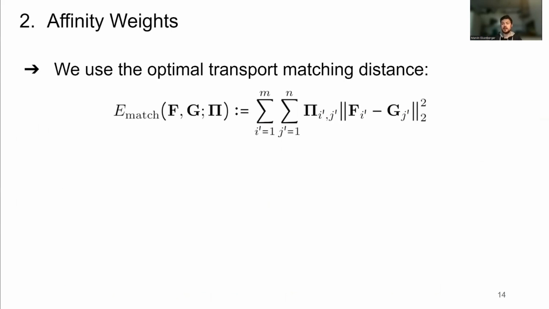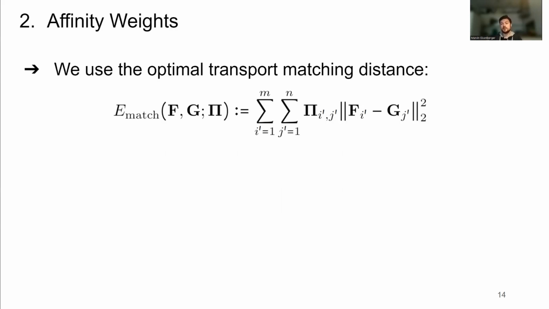Now, the second part is how to define our affinity edge weight heuristic. We do this using the optimal transport distance of the pairwise feature maps. So essentially what this does is it quantifies how close the learned feature embeddings are under the putative pairwise correspondences.